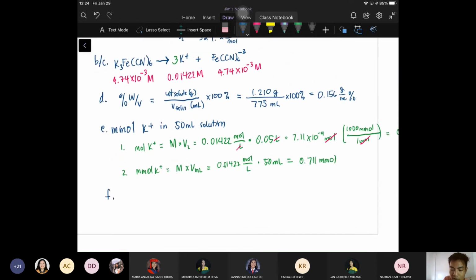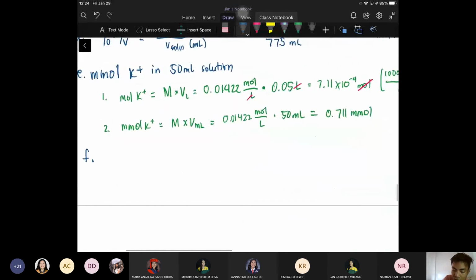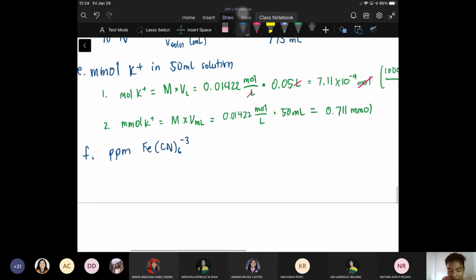Okay, so let's continue. Letter F, ppm, FeCN6. Ay, kung gutom na kayo, kumain kayo ha. Okay lang. Pero makinig kayo sa akin. Baka mamaya, kumakain lang talaga kayo ng tuluyan.